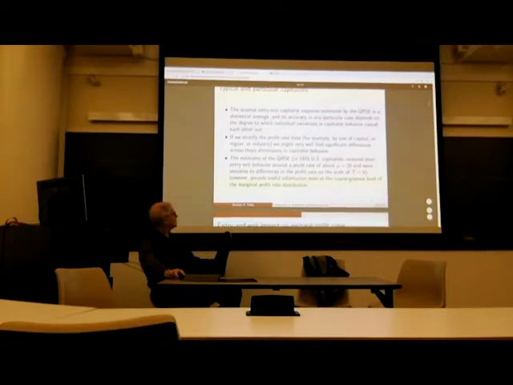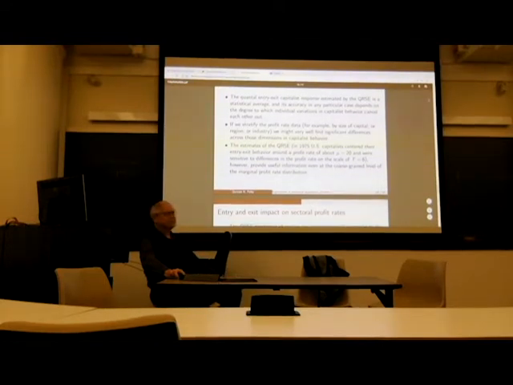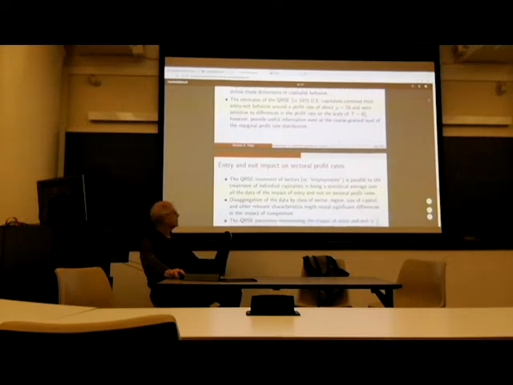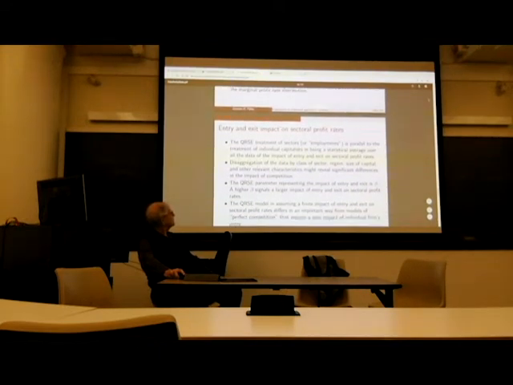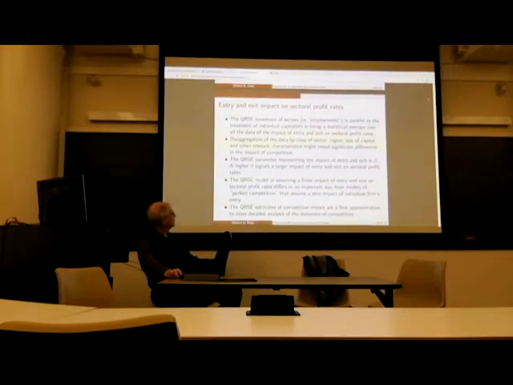But it also tells you that there's some content to this because, if you had a finer grained data set, you still would like it to predict that capitals start to get very interested in entry, tip over from exit to entry around 20% profit rate, and that the sensitivity is something like 6% differences. The question of the impact of entry and exit on central profit rates is rather parallel. It assumes a finite impact of entry and exit on central profit rates, but that differs from the perfect competition model. In fact, it's very strong evidence against the perfect competition model.